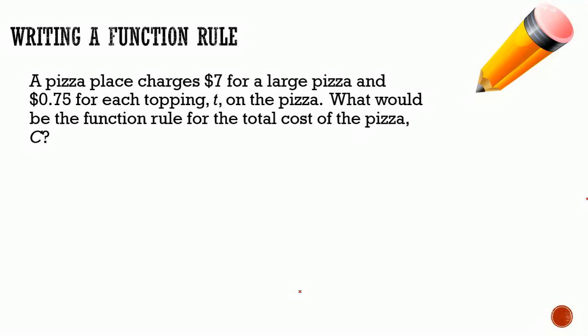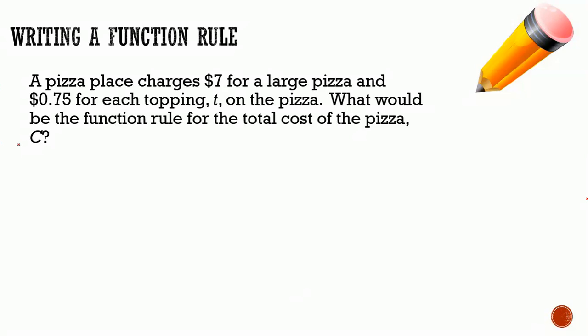Let's try this one, writing a function rule. So I got a pizza place, and he charges $7 for a large pizza and 75 cents for each topping T on the pizza. What would be the function rule for the total cost of the pizza, C? So basically, you got to write the function, or in unfancy words, you got to write the equation, right?